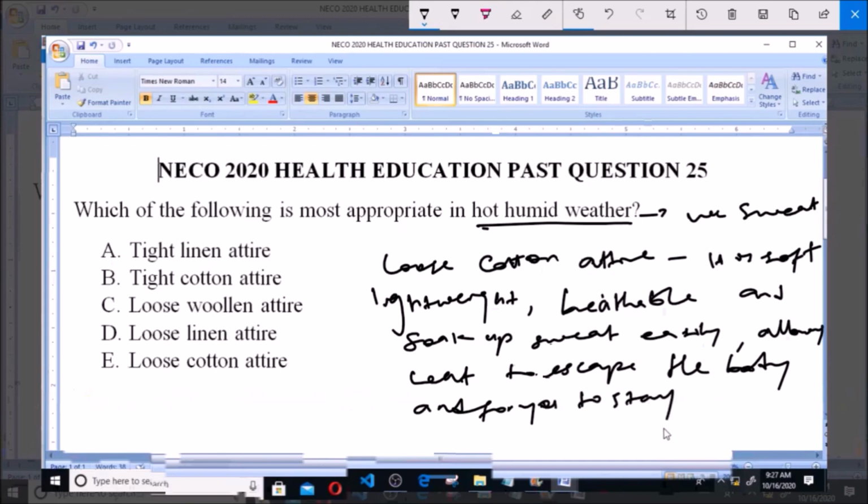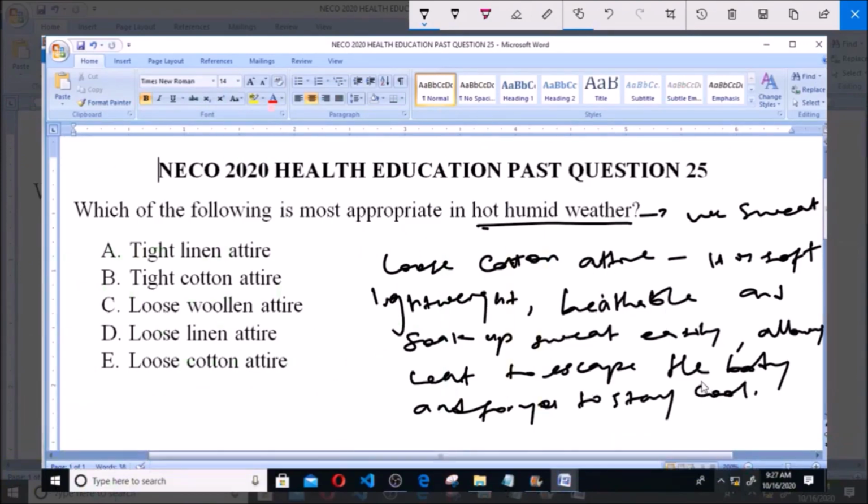That is why the best fabric for hot, humid weather is loose cotton fabric or loose cotton attire, because it allows for proper ventilation. It helps to soak sweat easily and prevent this sweat from drying against the skin, and it causes cooling. So the best is option E, that is loose cotton attire is the best attire for hot, humid weather.